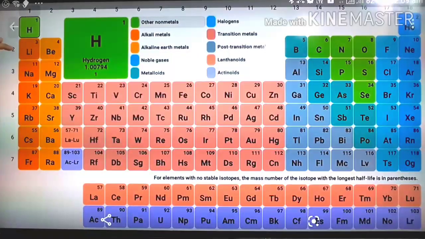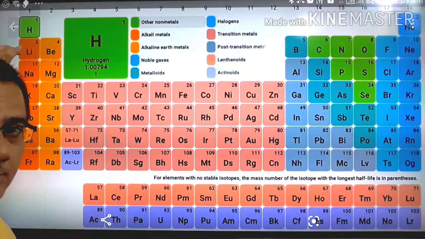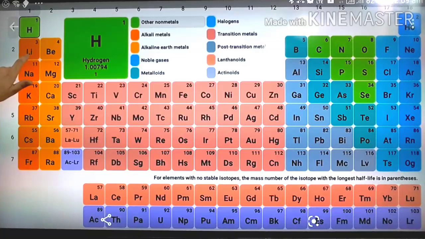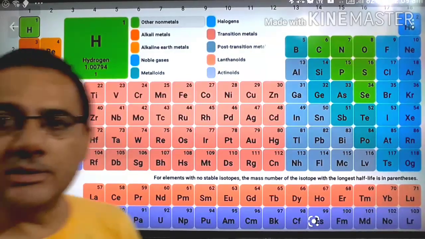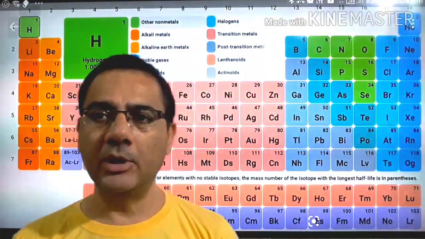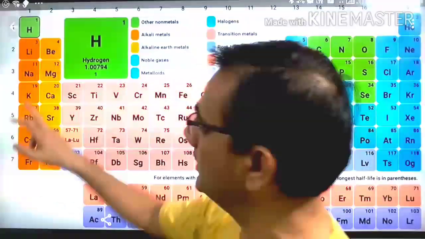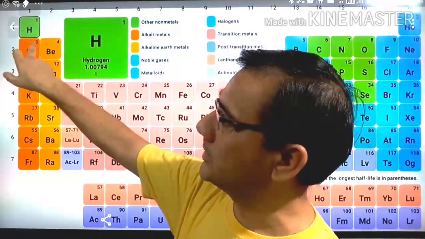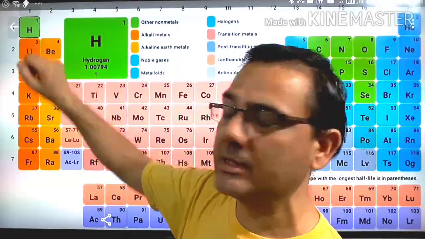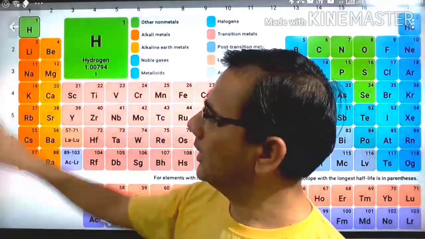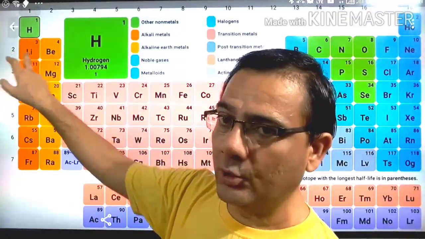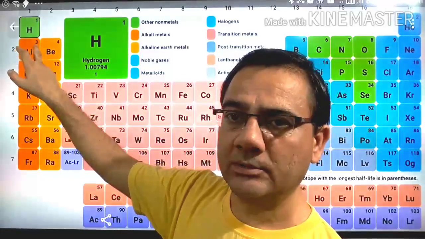I am taking the second period of this periodic table and the first element of the second period, and that is lithium. And what is the atomic number of lithium? That is 3. You see this atomic number 3. This upside whatever the number that is given, that is the atomic number. So period 2, lithium atomic number 3.